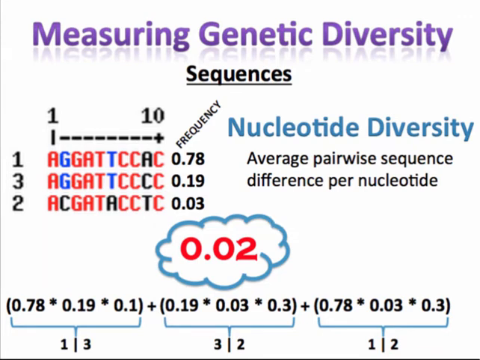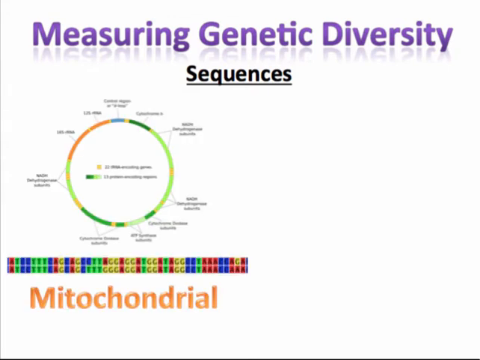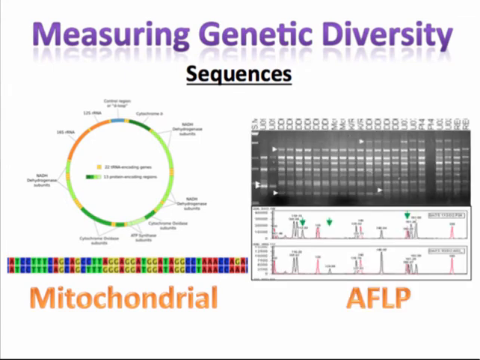This result means that for any 2 sequences chosen randomly in a population, 2% of the nucleotide sites are expected to be different. You have to think about when we are going to use this, when we're using sequence data. Well, if we think back to what we know about different types of markers, we use sequence data when we're looking at mitochondrial DNA and comparing different sequences. We also can use sequence data when we are looking at AFLPs.